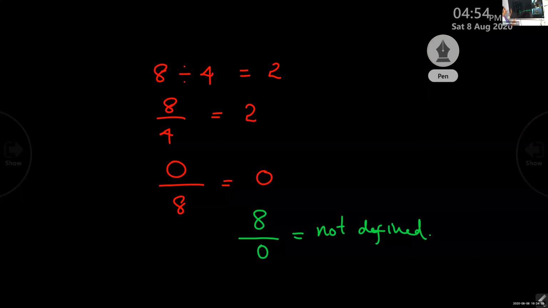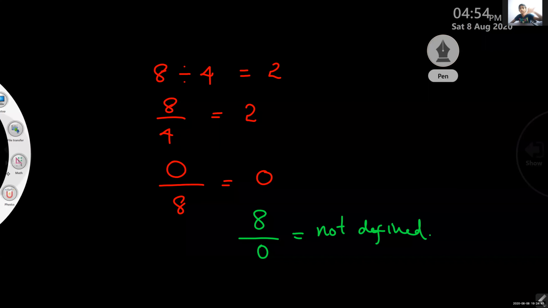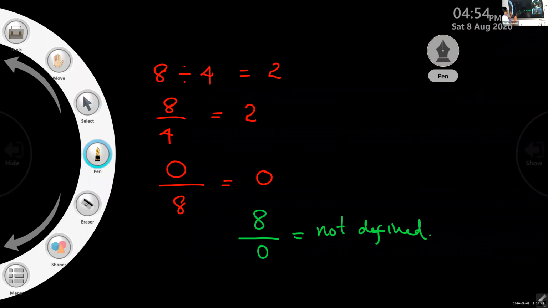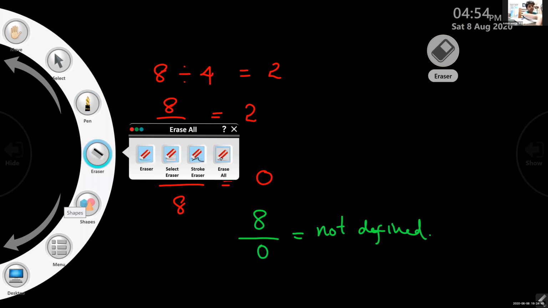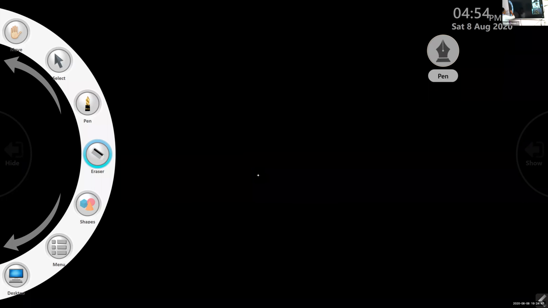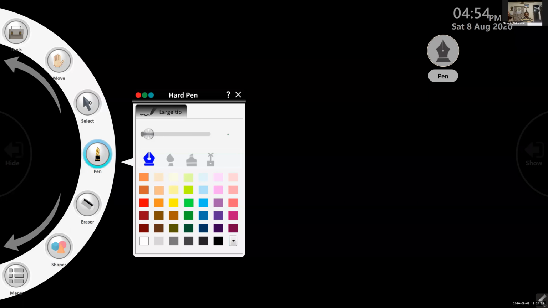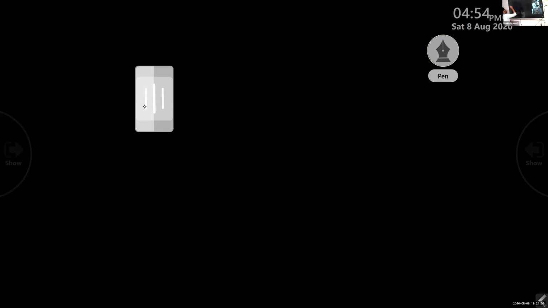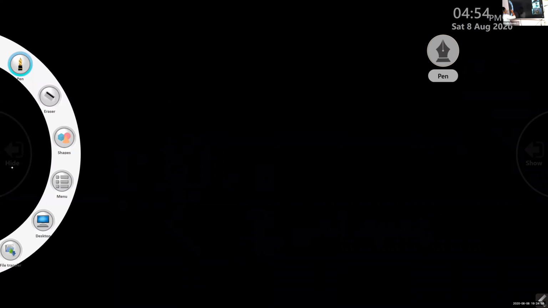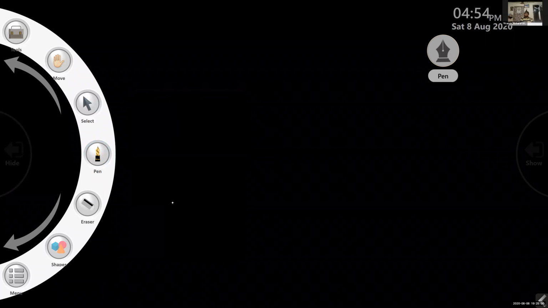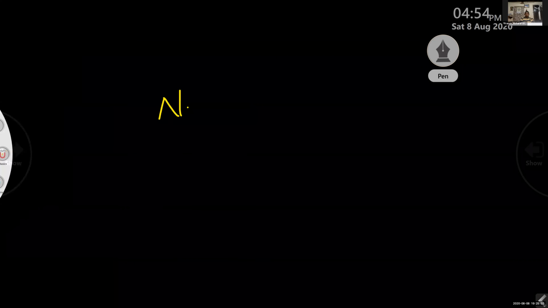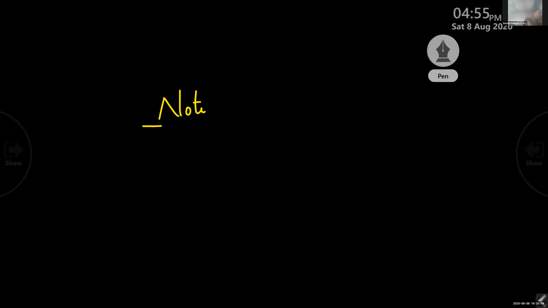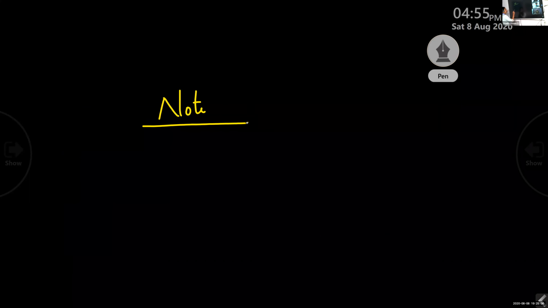Okay, so I'll write it again as a note. Yes, like this. Take some other color, because it is important. You have to study this.